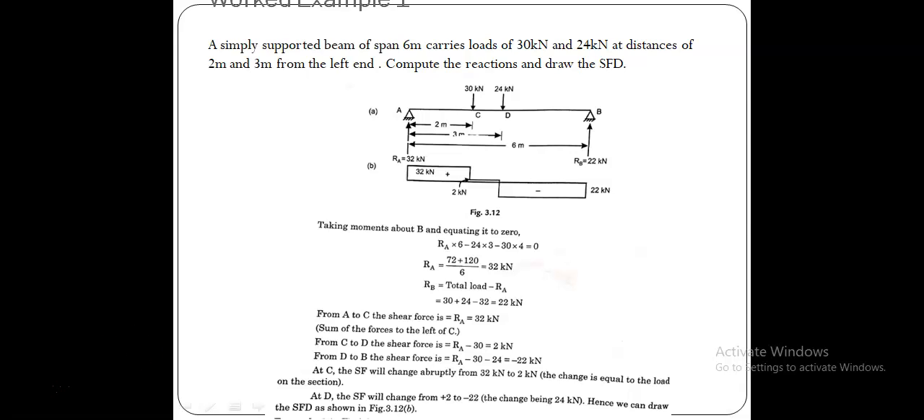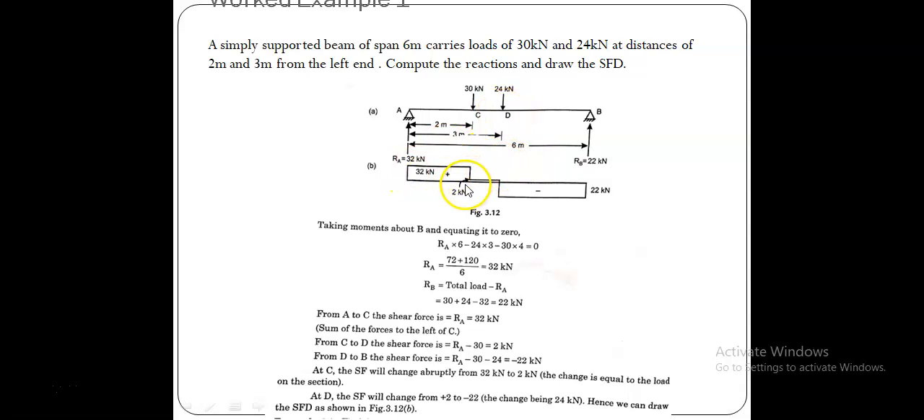Here you see that a simply supported beam of span 6 meter carries loads of 30 kilonewton and 24 kilonewton at a distance of 2 meter and 3 meter from the left end. Now compute the reactions and draw the SFD. So you see that there is a simply supported beam subjected to two concentrated forces: 30 kilonewton, which is acting 2 meter from the left support, and another concentrated force 24 kilonewton, which is acting 3 meter from the left support at a point D.